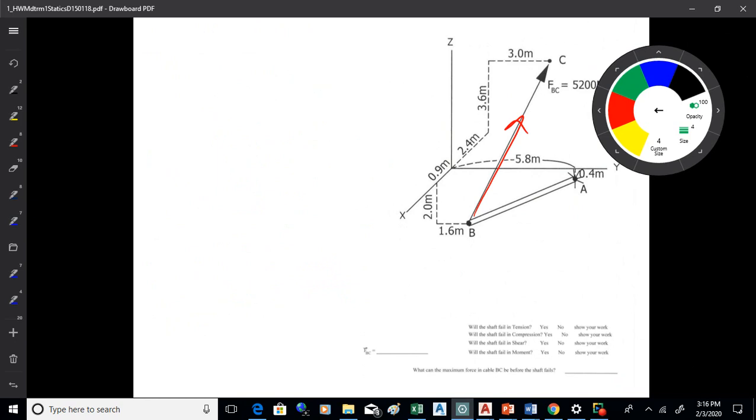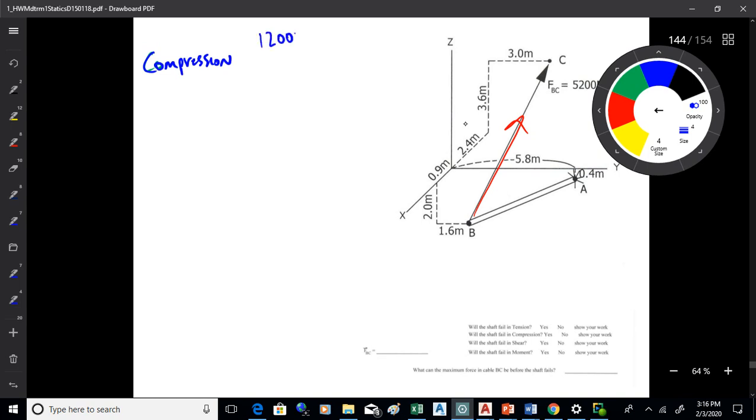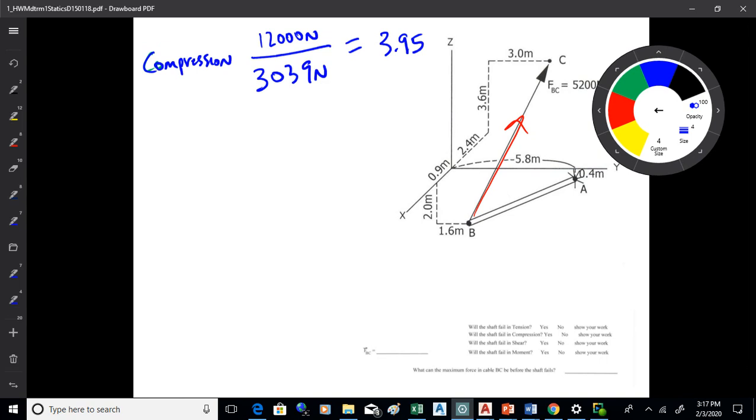So what I want to do then is look at the allowable loads and then look at how much I've got. For compression, my allowable is 12,000. And currently, when I have 5,200 newtons, I've got 3,039 newtons applied. That gets me a pretty big ratio. That's 3.95. I can almost increase that load by four times, is what that's telling me, and still stay within the allowable limit.